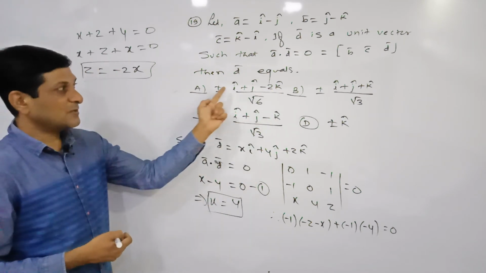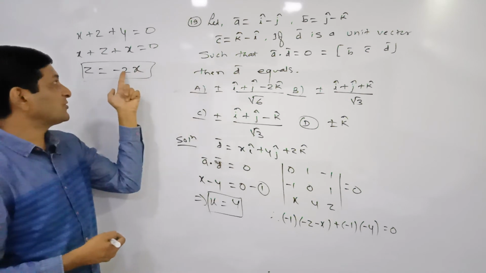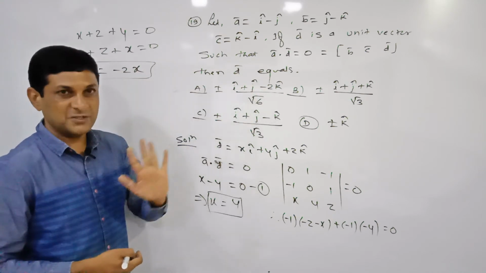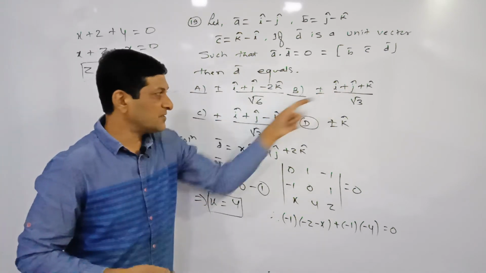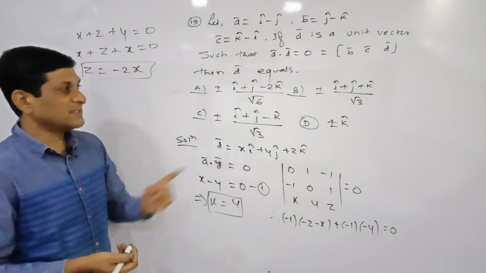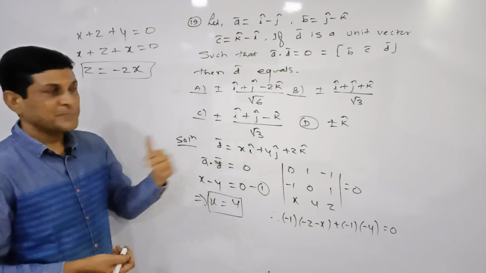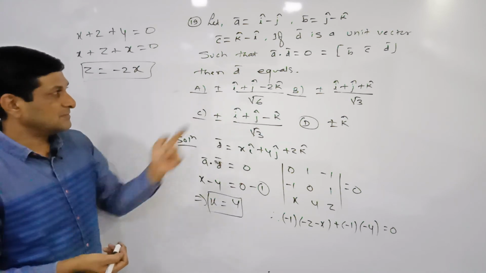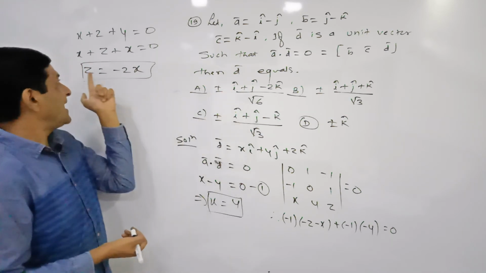And let us check whether the coefficient of k cap, meaning z, is minus 2x. Here what is x? 1. 1 into minus 2 is minus 2. Yes, here these conditions are satisfied. Here not satisfied, here also not satisfied, and here also not satisfied. So here we can say that our conditions are satisfied, that here x and y are equal and z is twice of x.